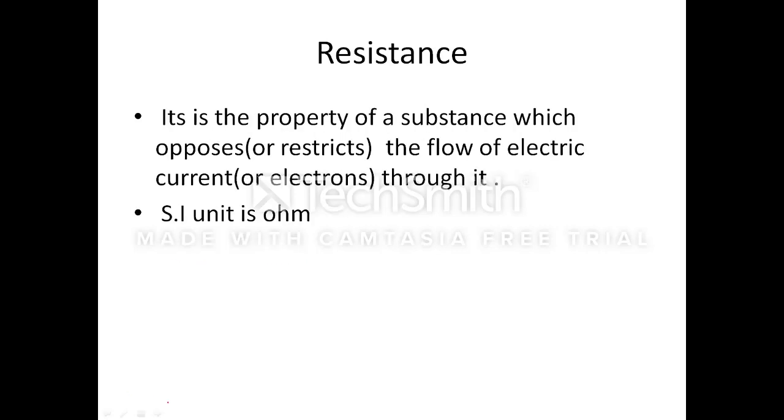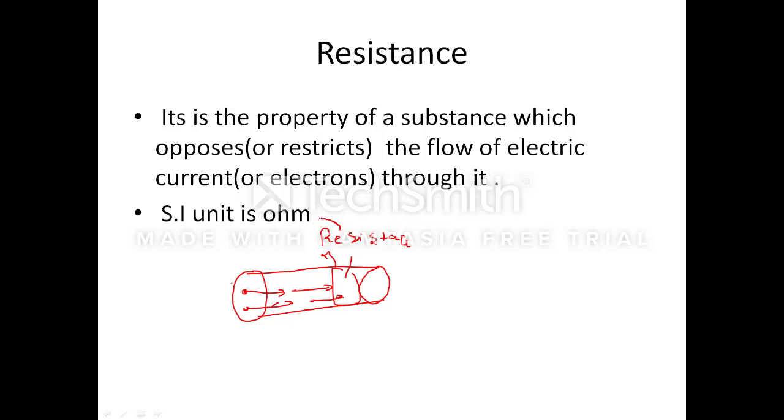Now the next topic is what is resistance? It is the property of a substance which opposes or restricts the flow of electric current or electron through it. The SI unit of resistance is ohm. Basically, resistance is defined as the opposition to the flow of current. Let's suppose this is charge carrier flowing through the conductor. Then the thing which opposes these charge carriers is resistance, and SI unit of resistance is ohm.